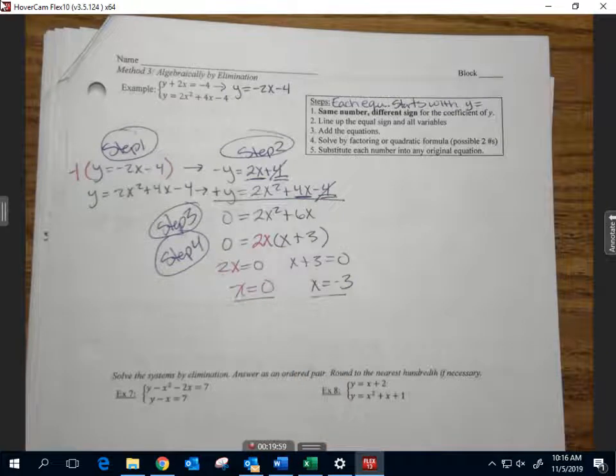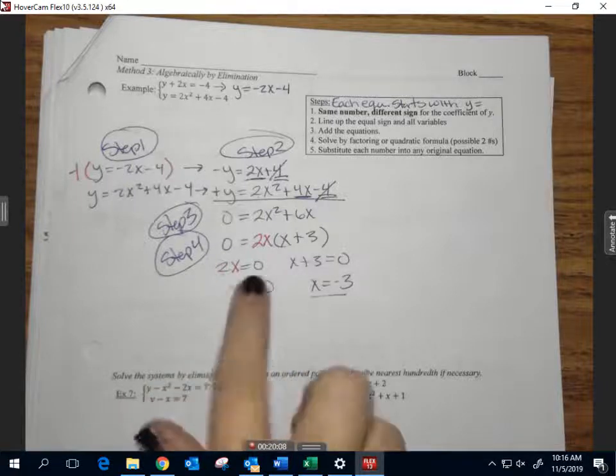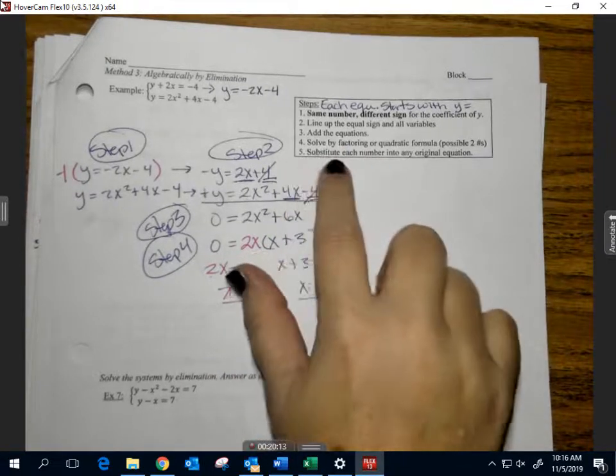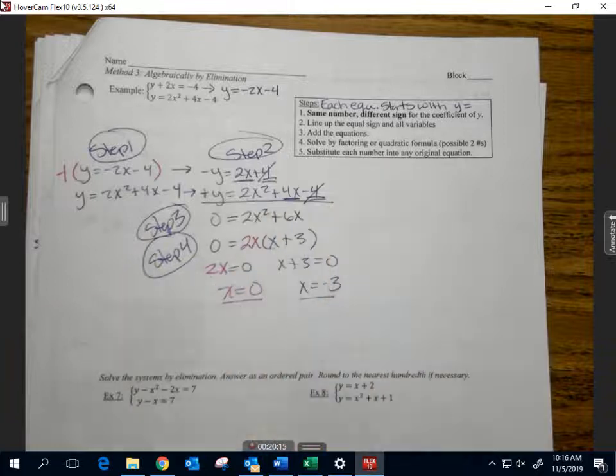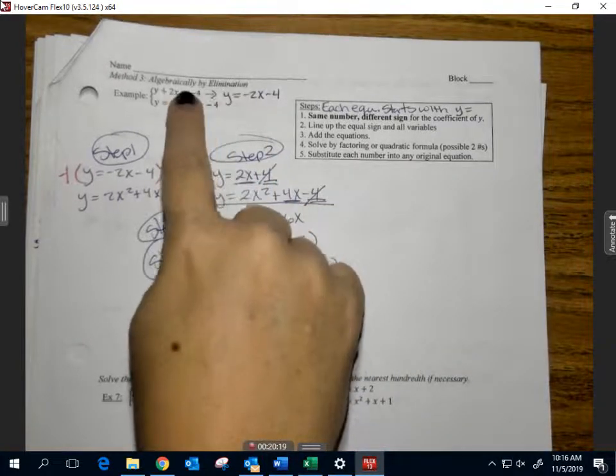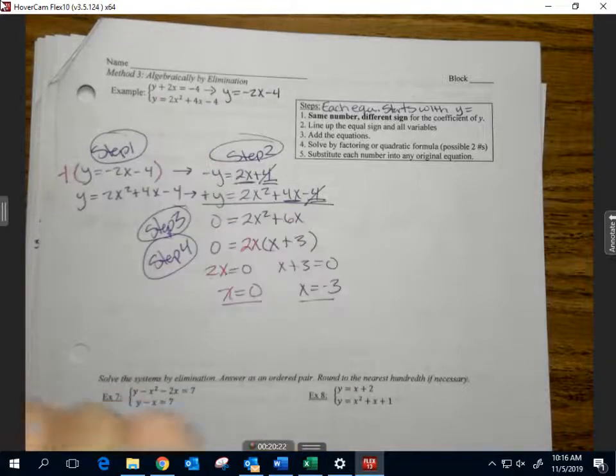So we know that this parabola and this line intersect in two different places, okay? So we have to find those 2 points. We're going to step 5, substitute each number for x into any original equation. Which equation would you want to use, the first or the second? The first one. I would probably always use the linear equation, okay?